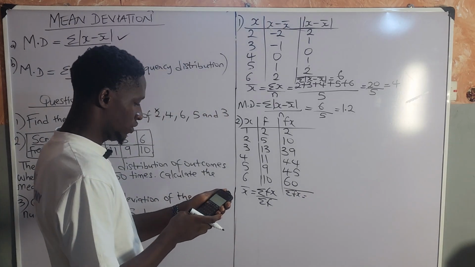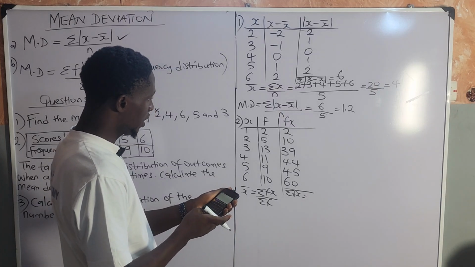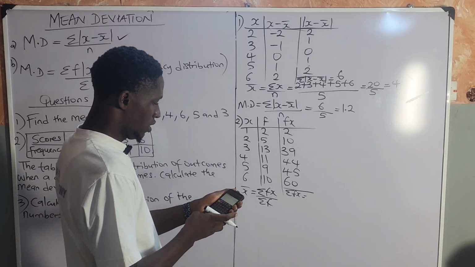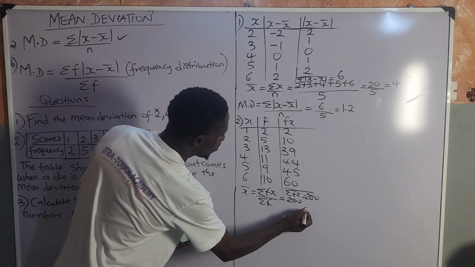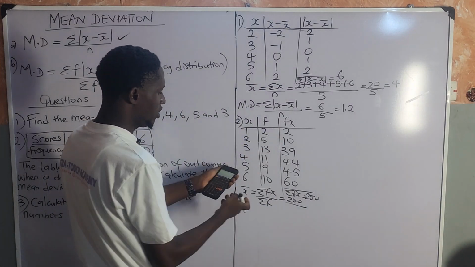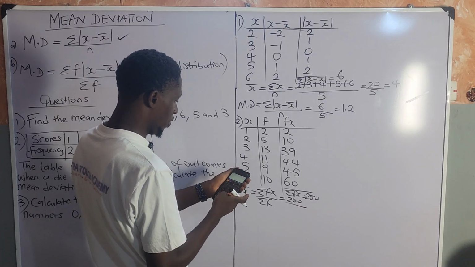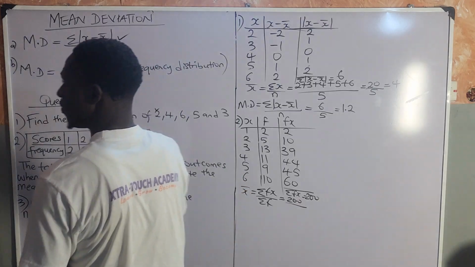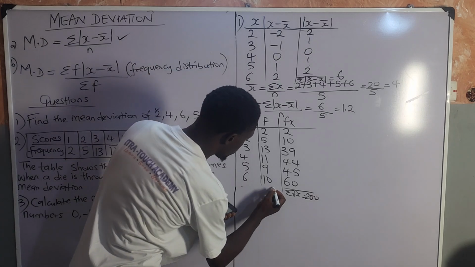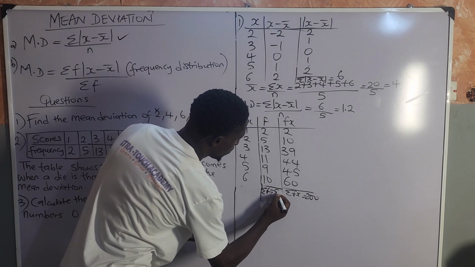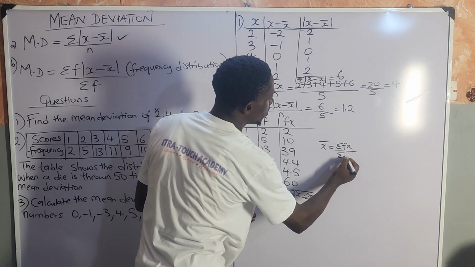2 plus 10 plus 39 plus 44 plus 45 plus 60 should give us 200. So our mean here is 200 over the summation of f. We have to add this, which is 2 plus 5 plus 13 plus 11 plus 9 plus 10. It will give us 50. So the summation of f is 50. So our x bar is equal to the summation of fx over the summation of f.